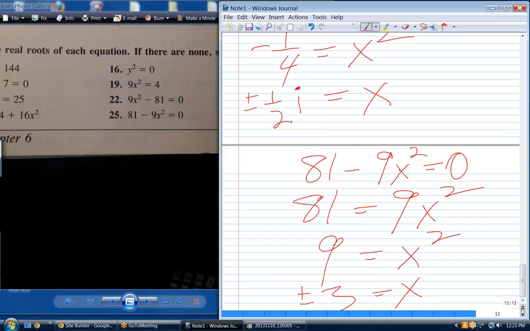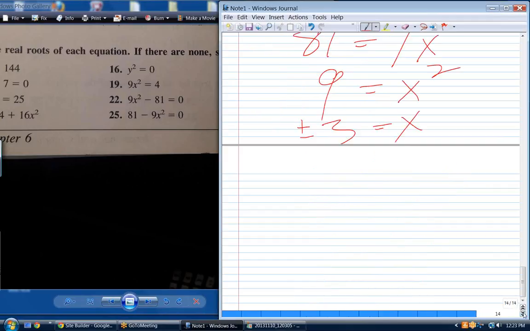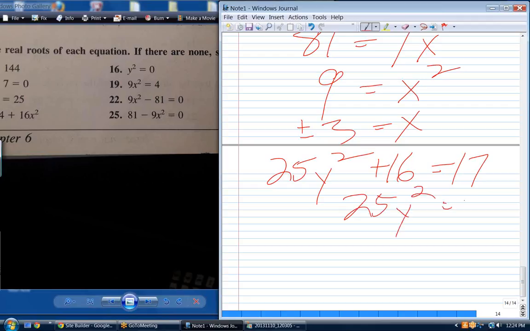26. What does 26 say? 25y squared plus 16 equals 17. That was 25y squared? Like that? Okay. Next line. 25y squared equals 1. And next line. Y squared equals 1/25. And next line. Y equals plus or minus.